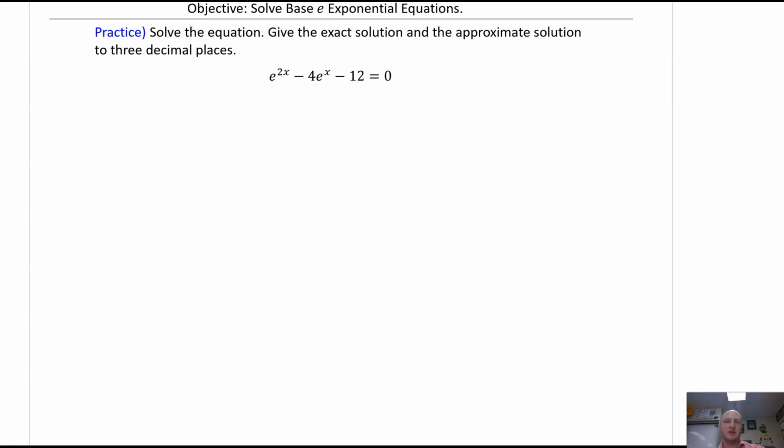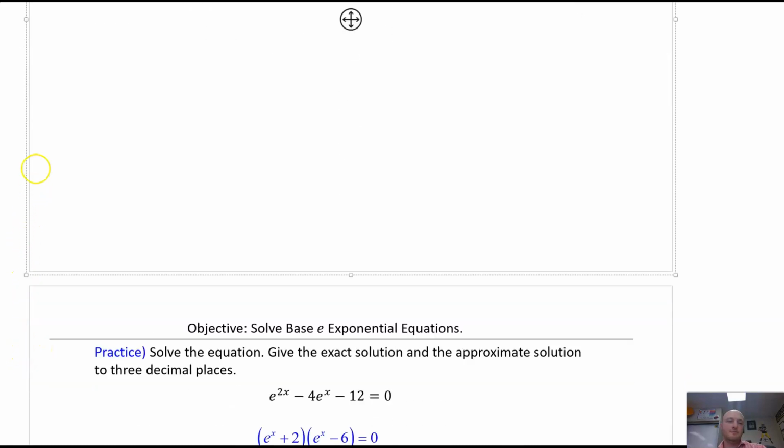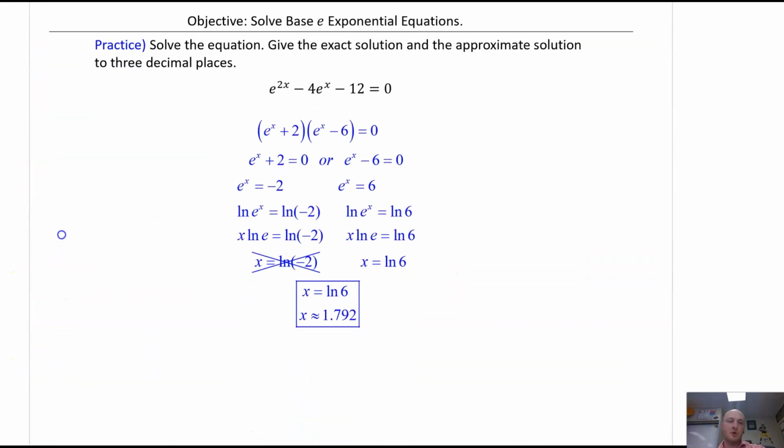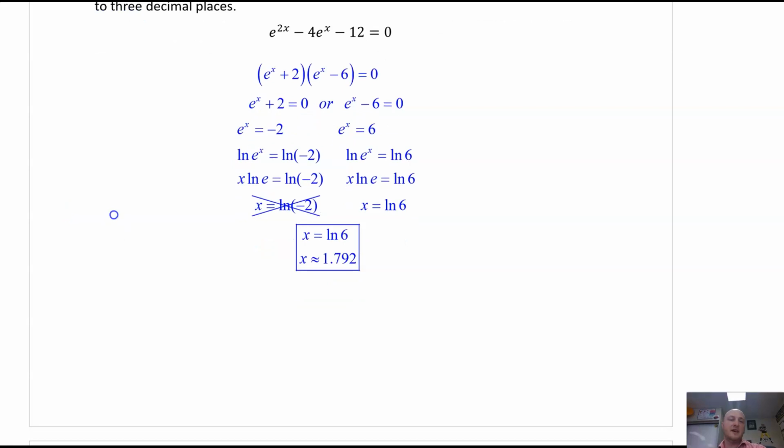All right, hopefully you paused the video. Here is the solution, and really the factoring I think is the hardest part of these. This would be e to the x plus 2 times e to the x minus 6 equals 0. So you can go ahead and solve each one by setting them equal to 0. You get e to the x equals negative 2. There's a domain issue there. You cannot take the natural log of negative 2, so we throw out that answer, and on the other side we have x is equal to the natural log of 6.